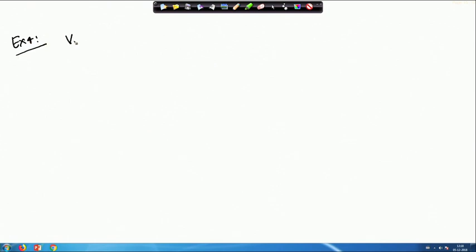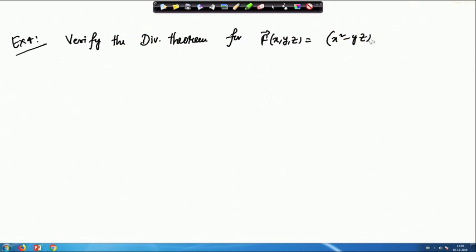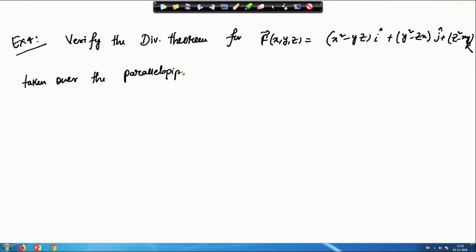So, verify the divergence theorem for F(x, y, z) equals (x square minus yz) times i plus (y square minus zx) times j plus (z square minus xy) times k, taken over the parallelepiped 0 less than or equal to x less than or equal to a, 0 less than or equal to y less than or equal to b, and 0 less than or equal to z less than or equal to c.